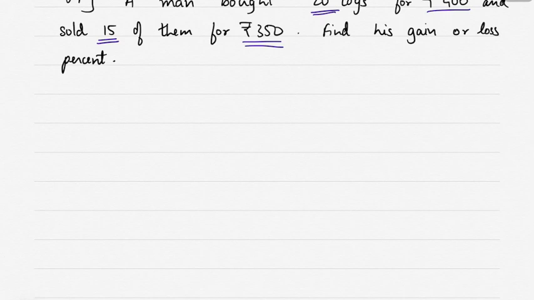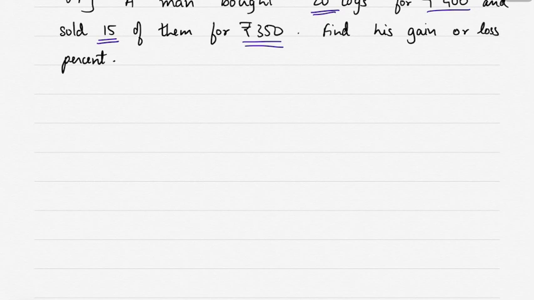Okay, the base is not same. Okay, you have to make the base same first. Okay, if he's selling 15 toys, you have to take cost price of 15 toys. Okay, so there are two ways of solving this sum, or there can be many other ways.